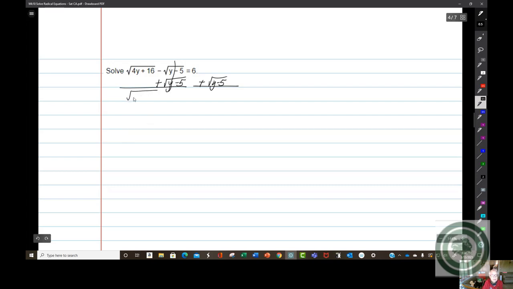Now that will leave us the square root of 4y plus 16 equals 6 plus the square root of y minus 5. Now, I could say there is a GCF in there, pull it out and take the square root of it. 4 would be the GCF, and the square root of 4 is 2, so I'd have a 2 on the outside. But in the end, that won't do me any good at all. So I'm just going to leave it this way: the square root of 4y plus 16 equals 6 plus the square root of y minus 5.